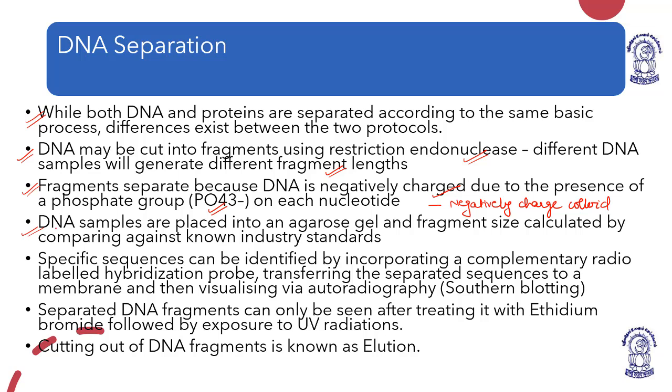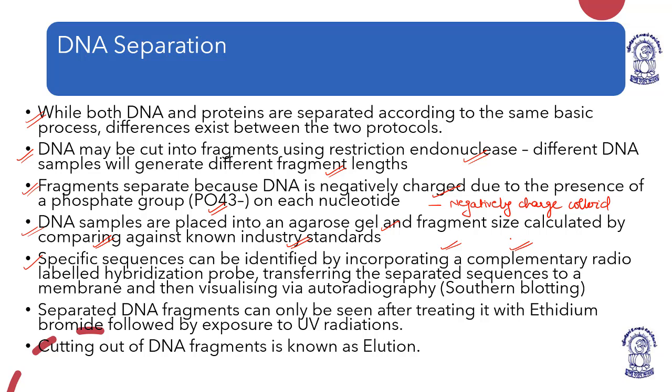DNA samples are placed into an agarose gel and fragment size is calculated by comparing against the standards given by the industry. Every company manufacturing the gel electrophoresis machine has its own standards, and we have to work according to those standards. The specific sequence can be identified by incorporating a complementary radio-labeled hybridization.